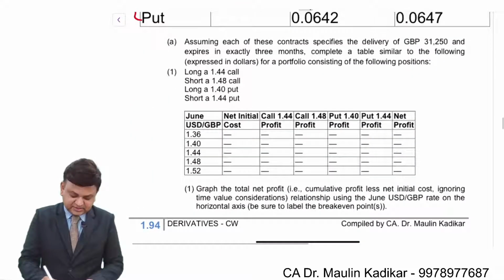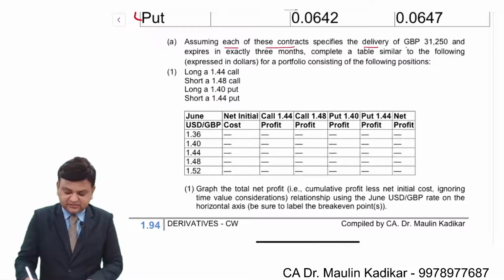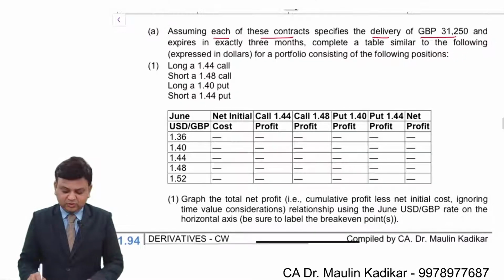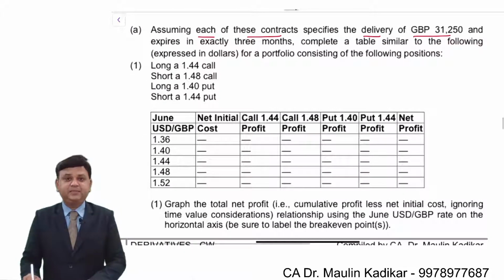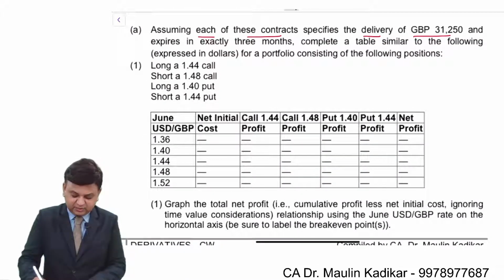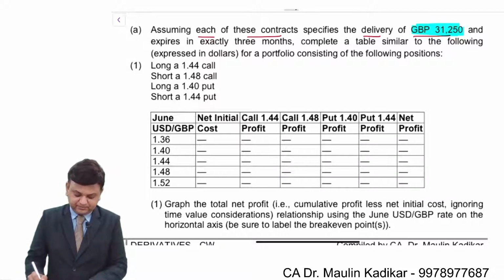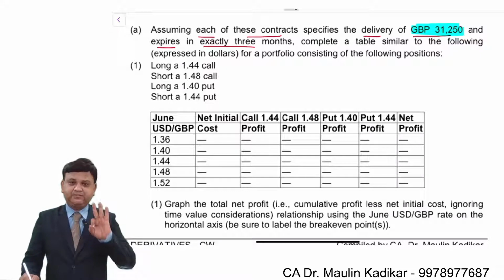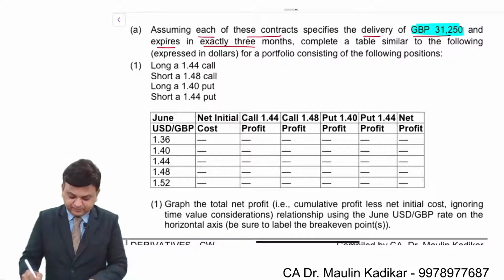The question says that, assuming each of these contracts specifies the delivery of 31,250 pounds, meaning we have been provided with the information about the lot size, 31,250, and expires in exactly 3 months. So the time period of the option is 3 months.